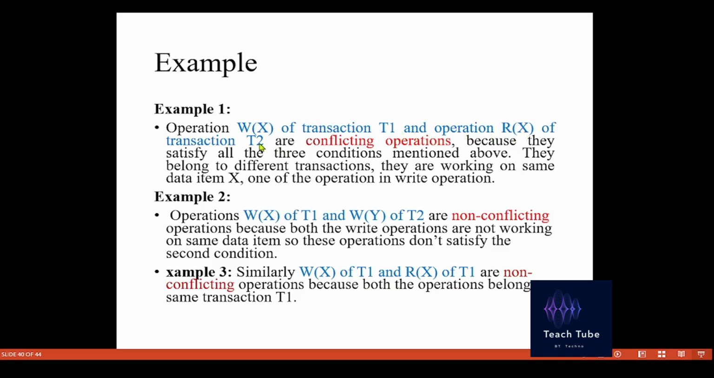For example, the operation write X of transaction T1 and the operation write X of transaction T2 are conflicting operations because they satisfy all three conditions mentioned above. They belong to different transactions. They are working on the same data item X, and at least one of the operations is a write operation.